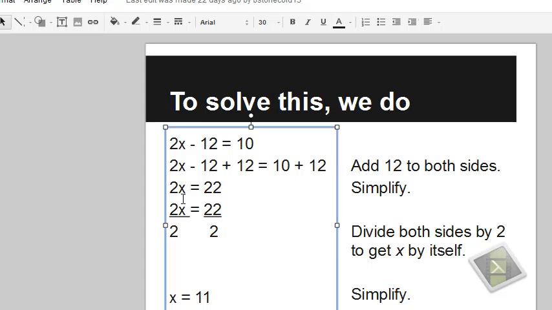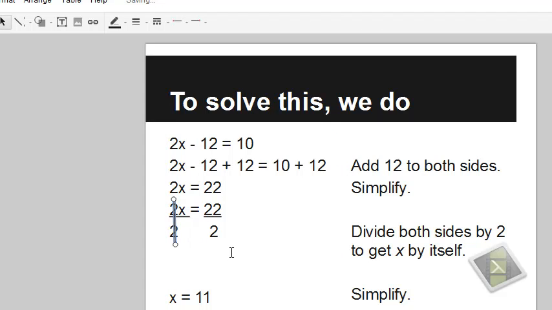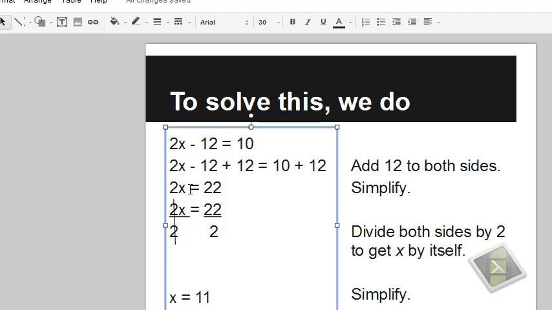Now to get x by itself, remember this reads like 2 times x. So to get rid of the 2, you've got to divide both sides by 2. Those 2's cancel. The x is going to drop down. 22 divided by 2 gives you 11. So x is equal to 11.